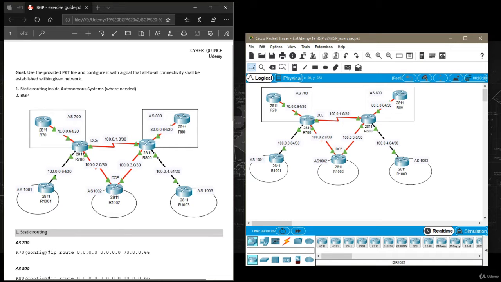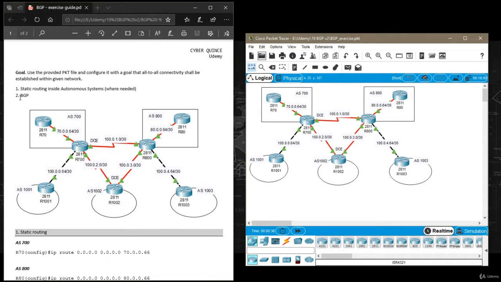This is our first BGP exercise. We do have a Packet Tracer file where some of the things we'll be using are configured. For example, we have all of the routers we'll need. We have the links up and running. We have IP addresses configured on interfaces. And the only two things that are missing are static routing configuration and BGP.